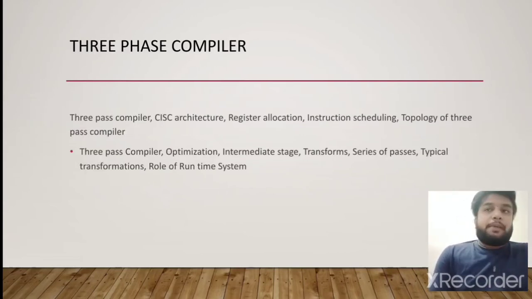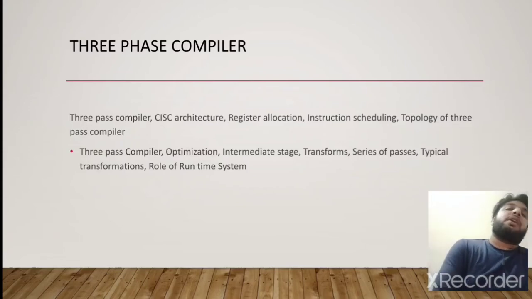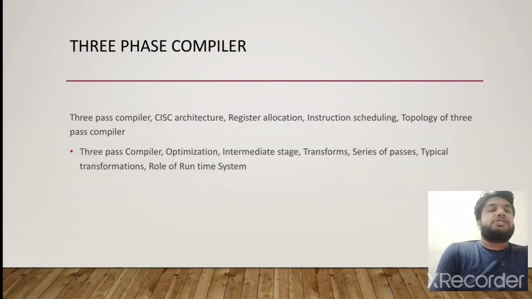So three-phase compiler, the architecture, register allocation, introduction, the scheduling, the topology of the three-phase compiler. It means the three-phase compiler optimization: intermediate stages transform a series of phases, typically the role of the runtime system. It means system code improvement or optimization, and the analyzer IR and the rewrite for the translated IR.